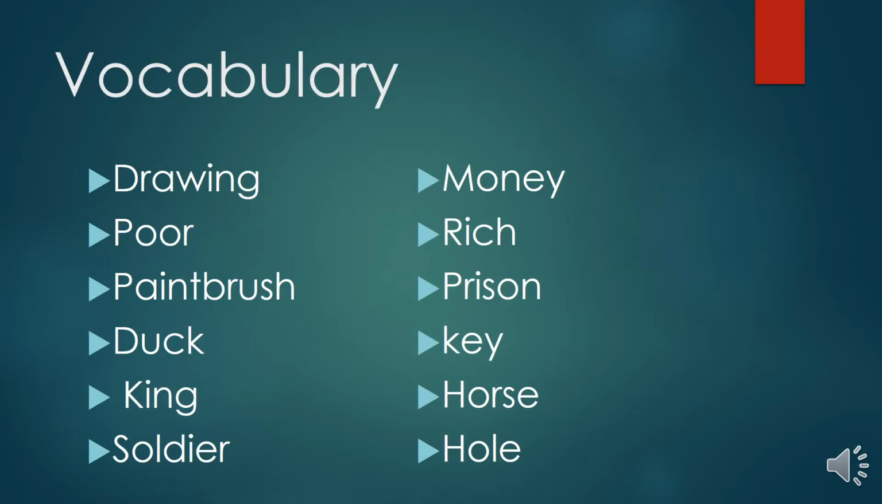I hope you really enjoyed the activity and it turns out to be a vocabulary test for our reading. So, let's revise the words which we have already done in our previous exercise. The first word is drawing. Second word is poor. Third word is paintbrush. Fourth word is duck. Fifth word is king. Sixth word is soldier. Seventh word is money. Eighth word is rich. Ninth word is prison. 10th word is key. 11th word is horse. 12th word is hoe.